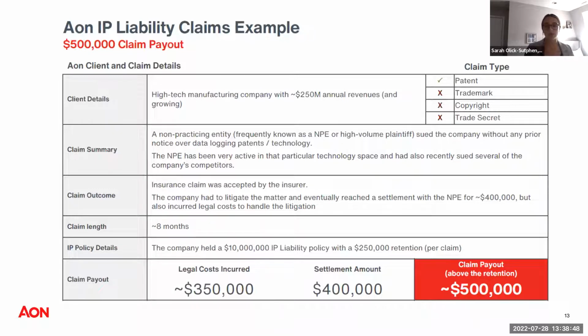Pete, Josh, anything to add there? We have one more example that's pretty similar.